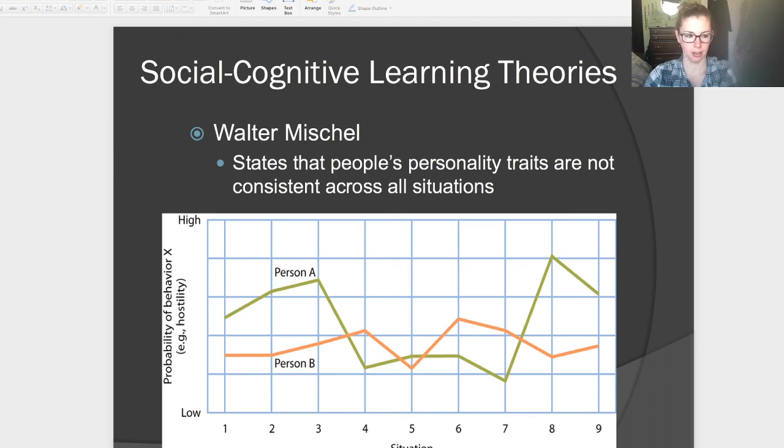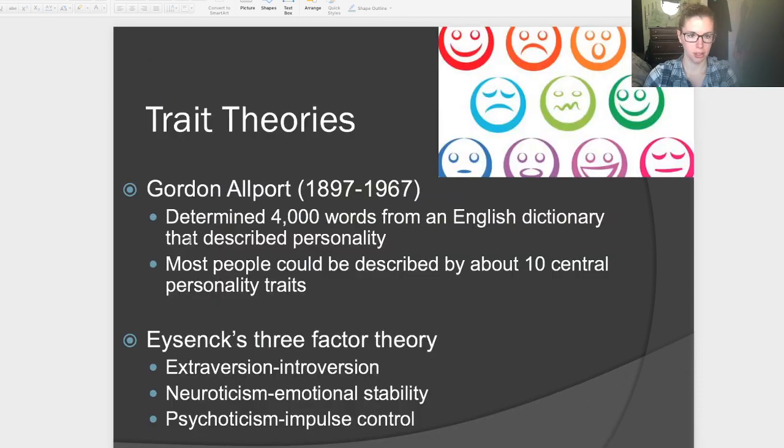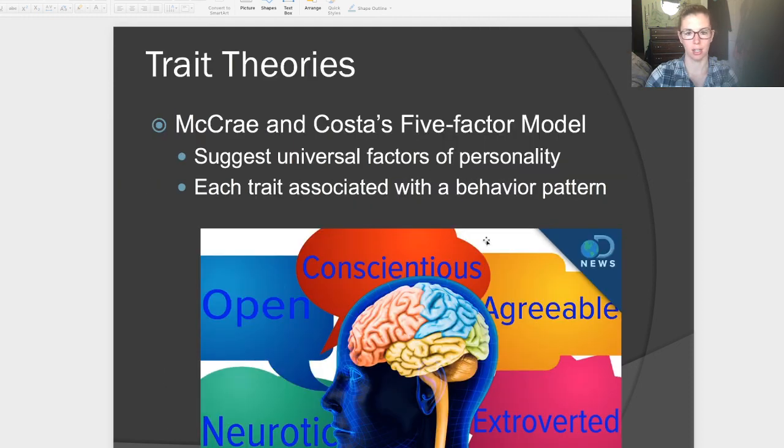And the last and really most popular theory for personality is the trait theory. So Allport was the first to sort of go down this road. He used a bibliographic approach. He determined that 4,000 words from the English dictionary describe personality, but most people could be described by about 10 central traits. And then Eysenck came up with a 3-factor theory, so extroversion, introversion, neuroticism, emotional stability, psychoticism versus impulse control. The most popular trait theory today, which is used in vast majority of personality research, is Costa and McCrae's 5-factor model, also known as the Big Five.